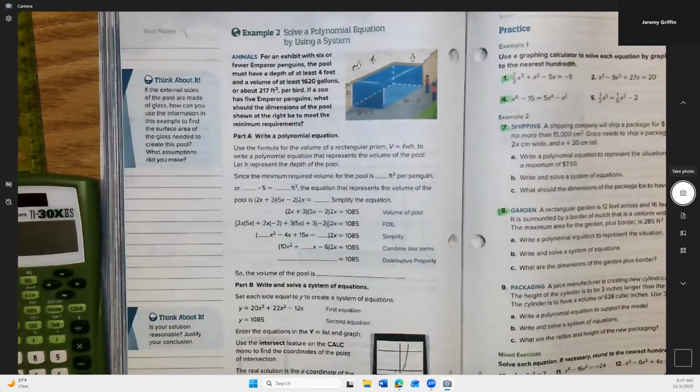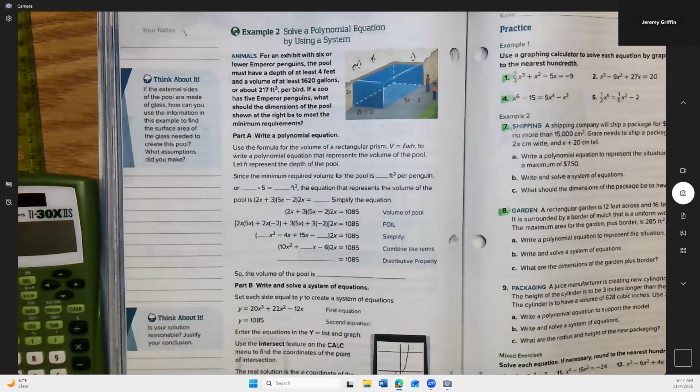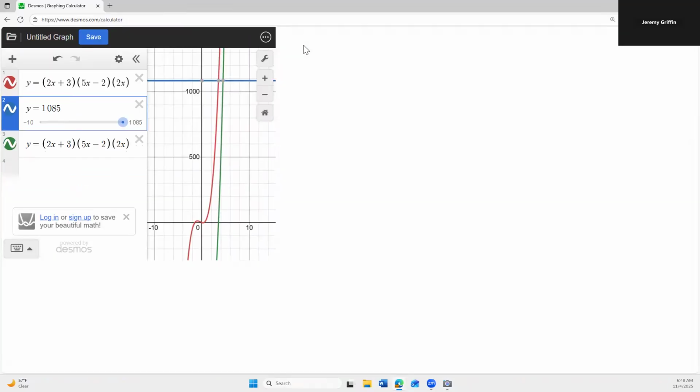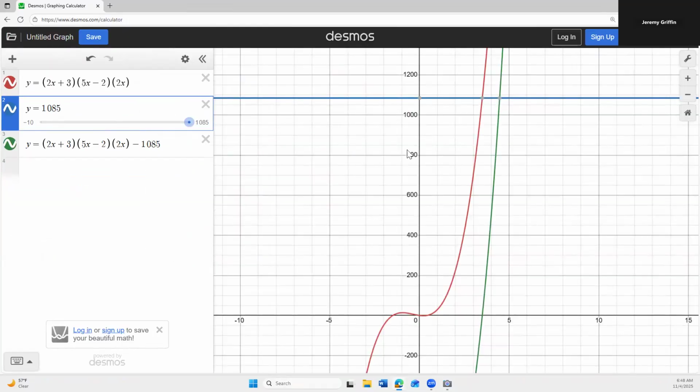So I think that's the next Desmos graph I have right here. Yeah, that's it. I already truncated this axis. I already clicked on this wrench tool. So you see a blue line here at 1085. That's sort of the minimum volume we have to have. And then in red, I just multiplied the dimensions of the box.